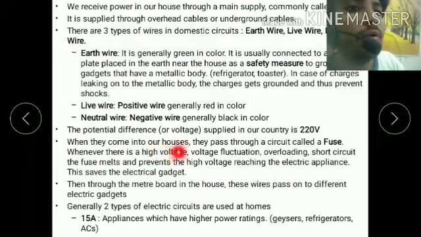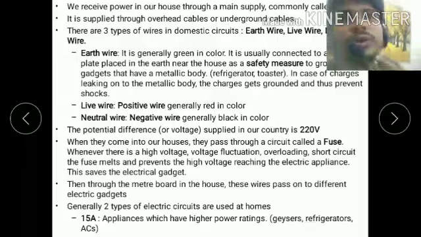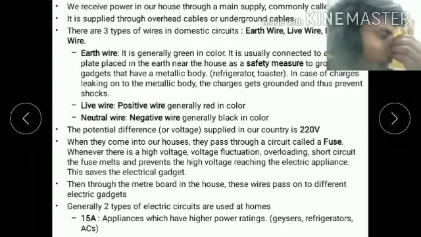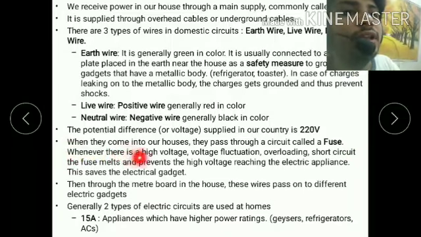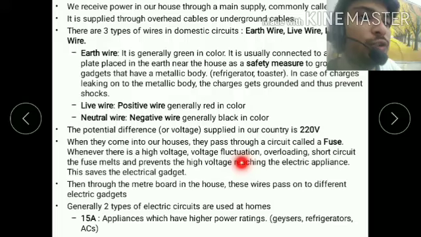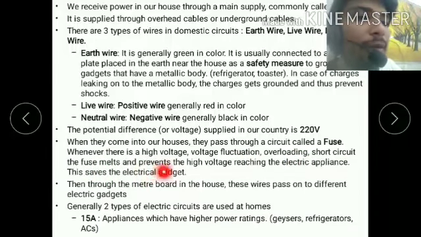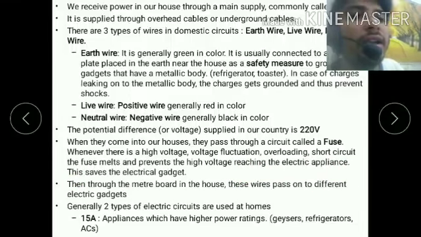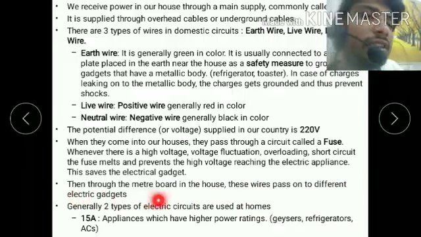When the current comes into our houses, it passes through a circuit called a fuse. You can see the switchboard at your home. The current coming from outside the house passes through a fuse board. Whenever there is a high voltage fluctuation, overloading or short circuit, the fuse starts to melt and prevents the high voltage from reaching the electric appliances. This saves the electric gadgets. Then through the metal board in the houses, these wires pass to the different electric gadgets.